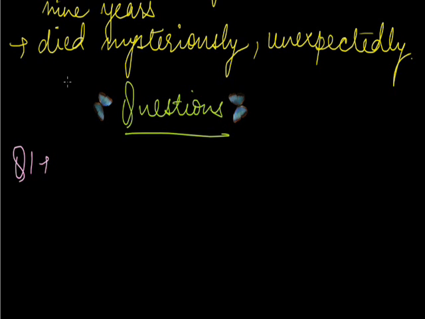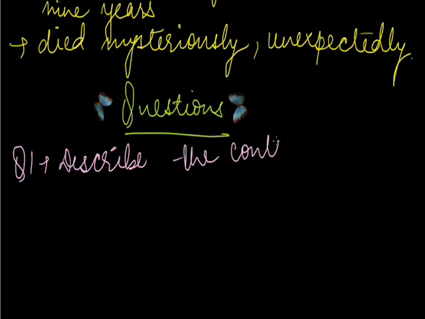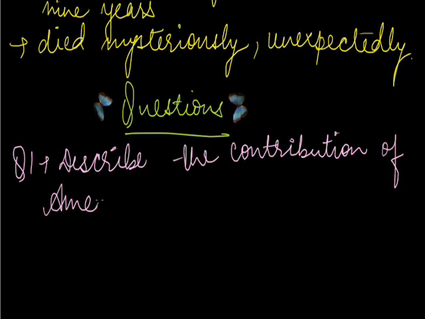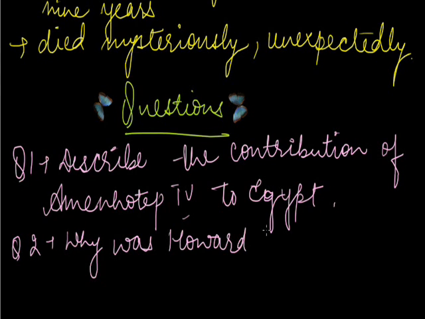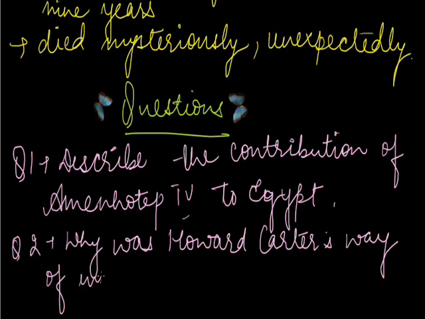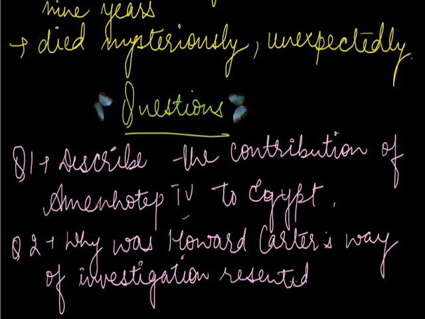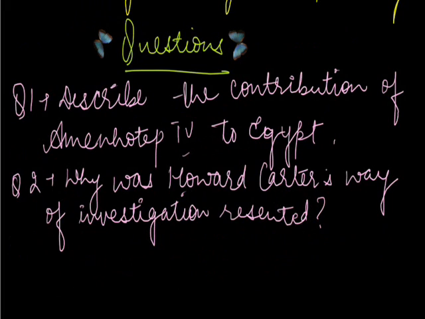Question number 1. Describe the contribution of Amenhotep IV to Egypt. And question number 2. Why was Howard Carter's way of investigation resented? I hope you'll be able to answer these two questions.